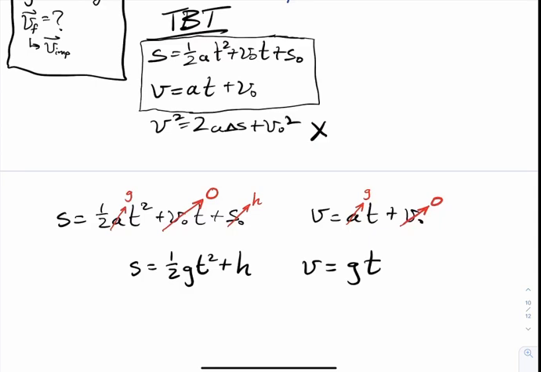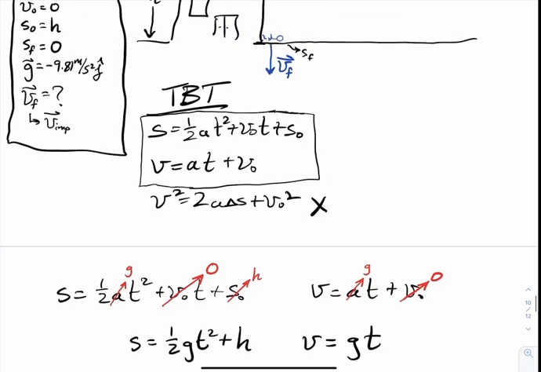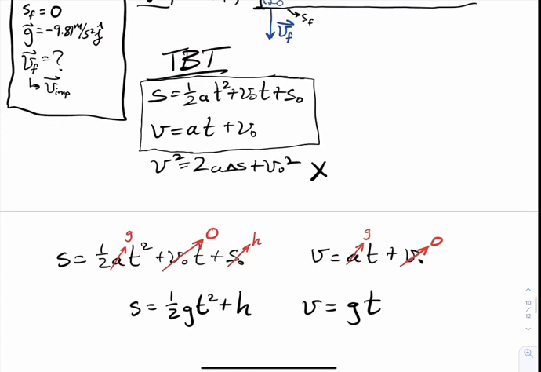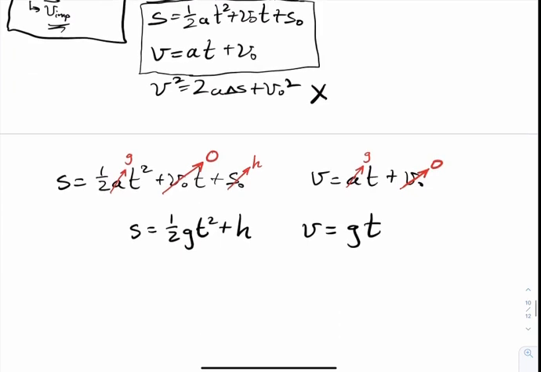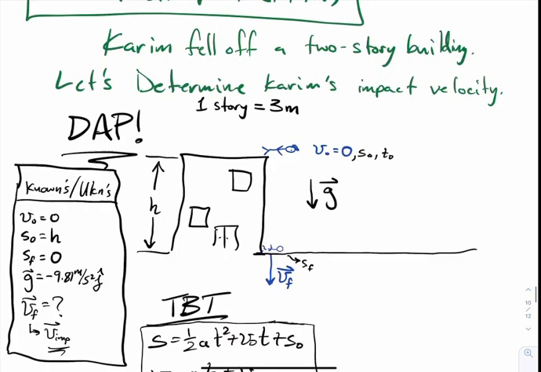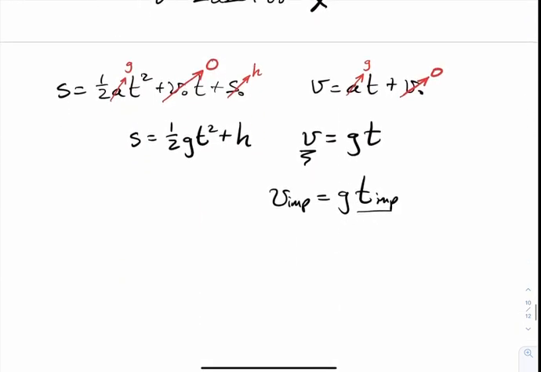Okay, so let's go ahead and look at what we know and don't know. We're looking for V impact. So let's not overthink this. We want V impact, so V impact happens at T impact, but we don't know how long it takes for that poor soul to get to the ground. Seriously, he's okay. He was in my class, so he must be okay. So we need to figure out what T impact is.